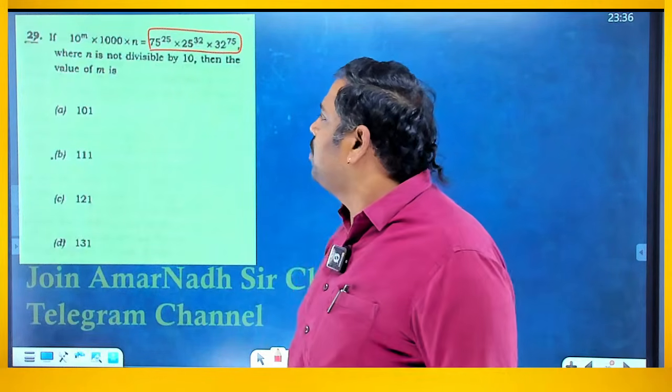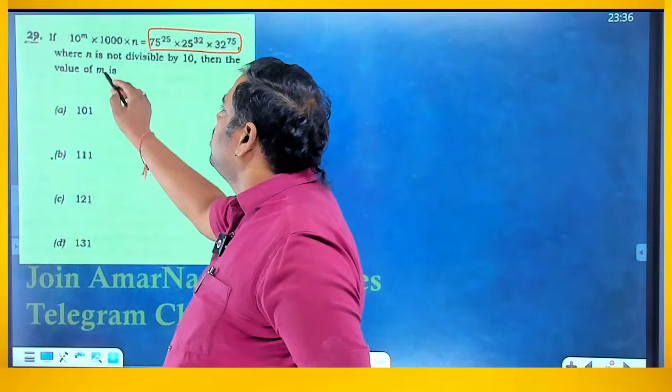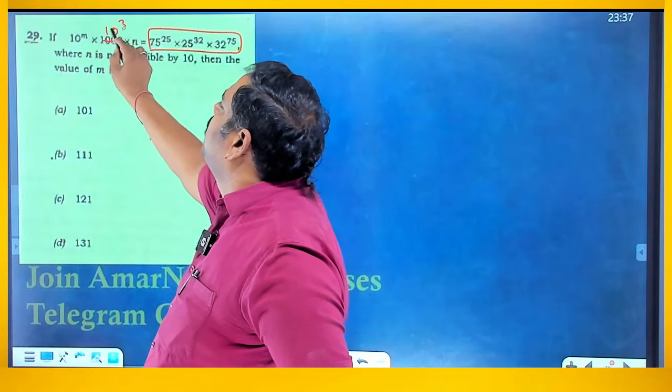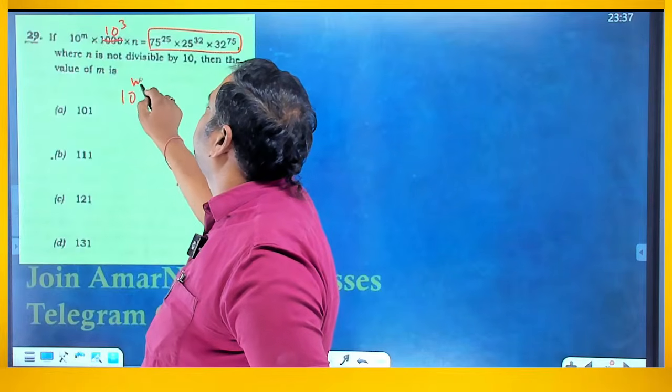Now, if you observe, this one I can write as 10 cube. 10 power m into 10 cube is 10 power m plus 3. Fine.